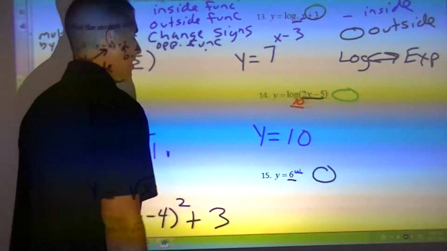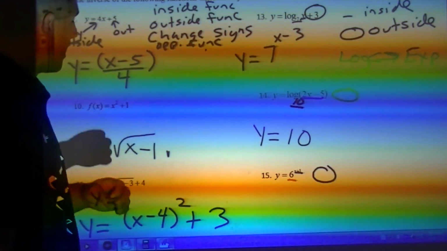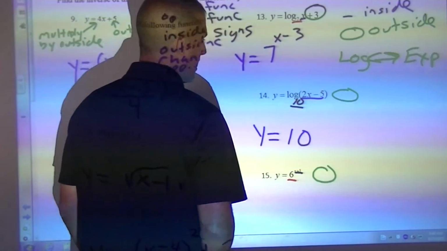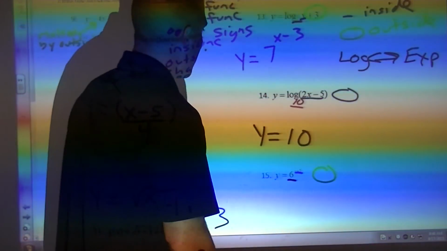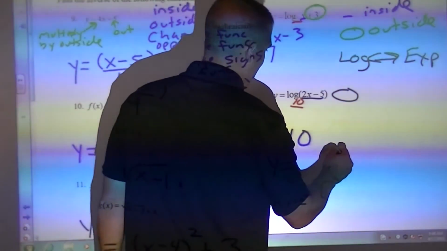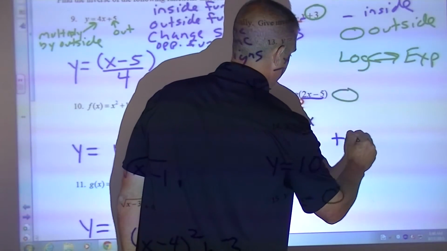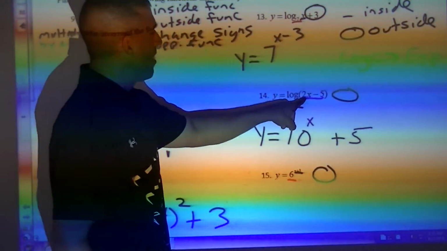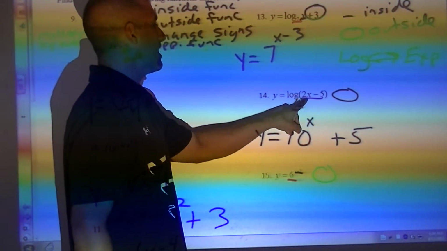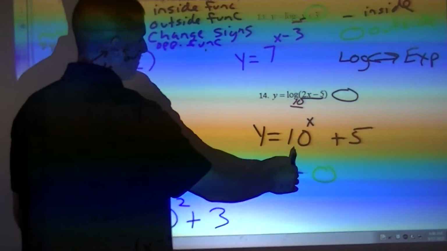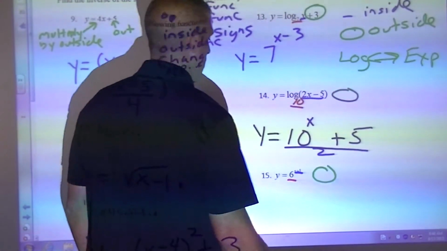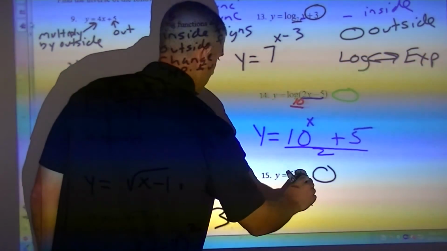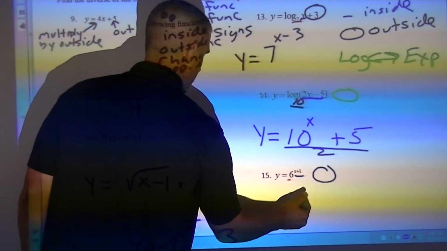What this is going to be here, minus 5 on the inside is now going to become plus 5 on the outside. Now, the 2 is multiplied by x on the inside, so it's now going to be divided by 2 by the whole thing on the outside. This is x plus 1.